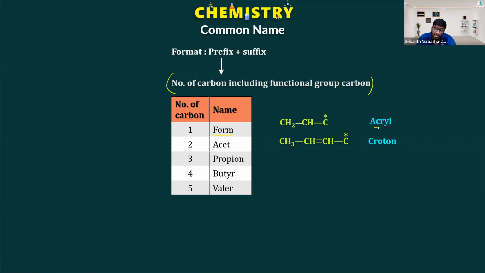croton. Acryl is the name if this particular carbon is substituted, and if this particular carbon is substituted, it is said to be croton. C star is the functional group containing carbon.